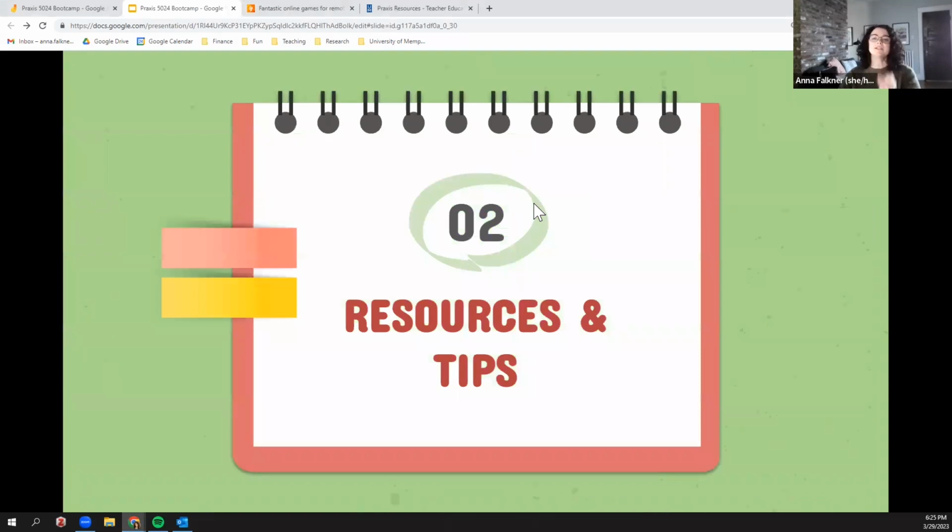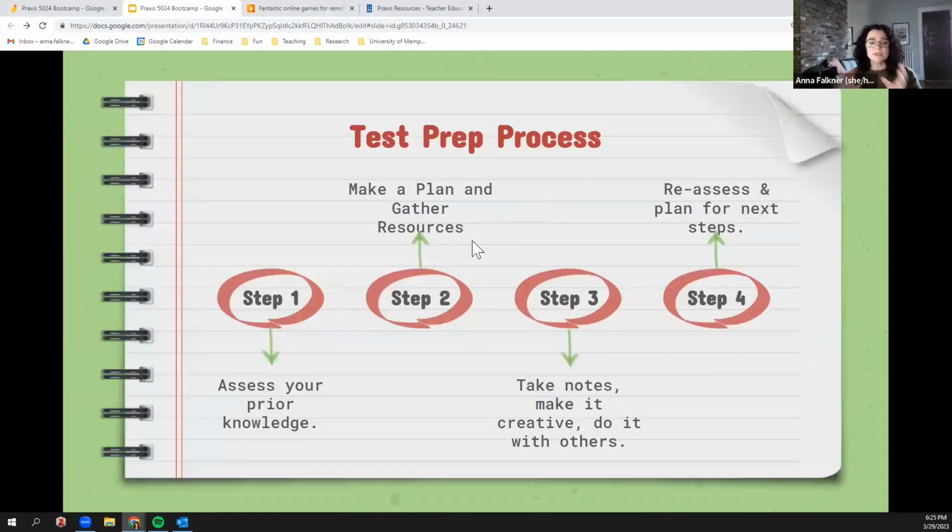All right, let's talk through some resources and tips. Some of this is going to be familiar to you because you've done it. You may have done test preps in other ways. So for example, this test prep process really follows something simple. Assess your prior knowledge is your first step. Where are you in this process? What do you know so far?